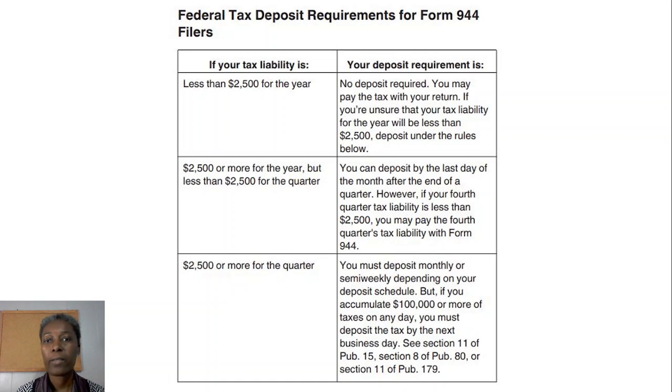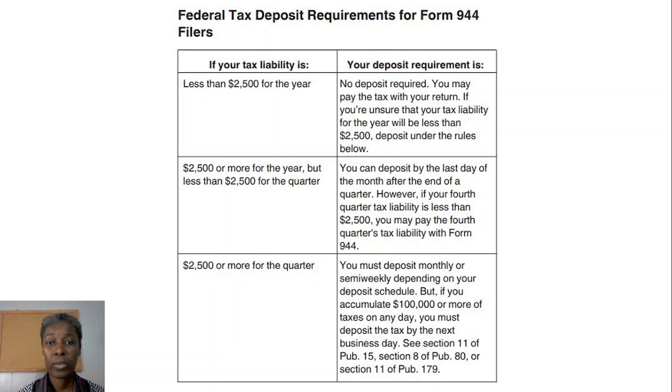So there are times that you can pay your balance due with your return. Let's read this, and it's from IRS Instructions for Form 944. If your tax liability, and that will be for line 9, is less than $2,500 for the year, because Form 944 is an annual return, you file once a year, no deposit is required. You may pay the tax with your return.